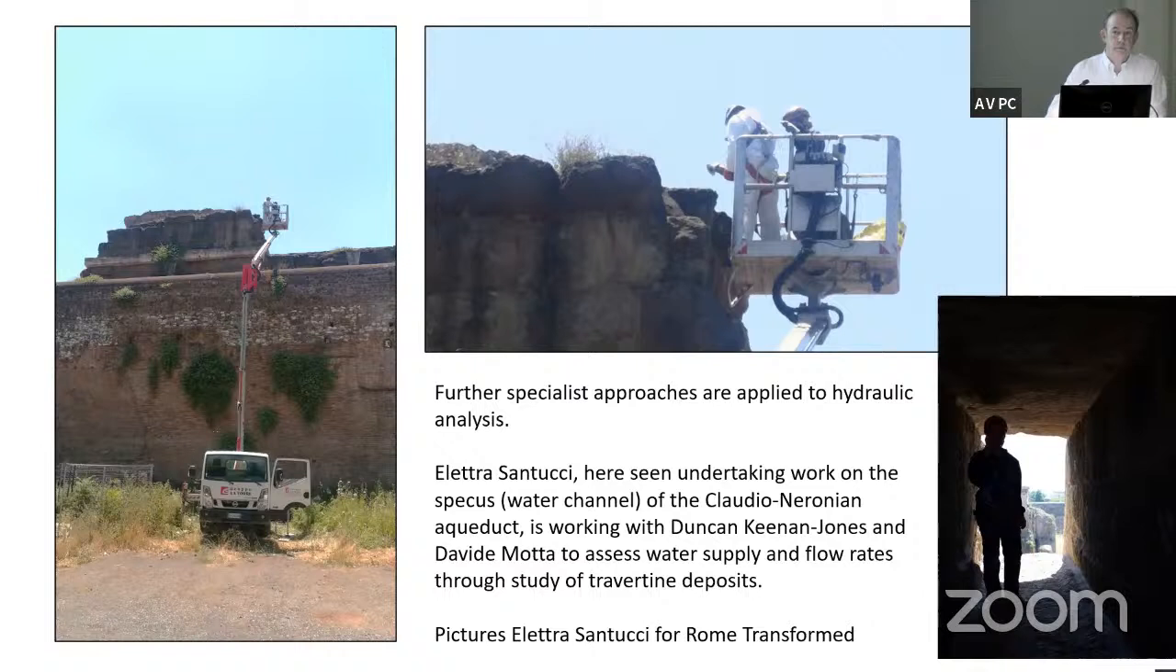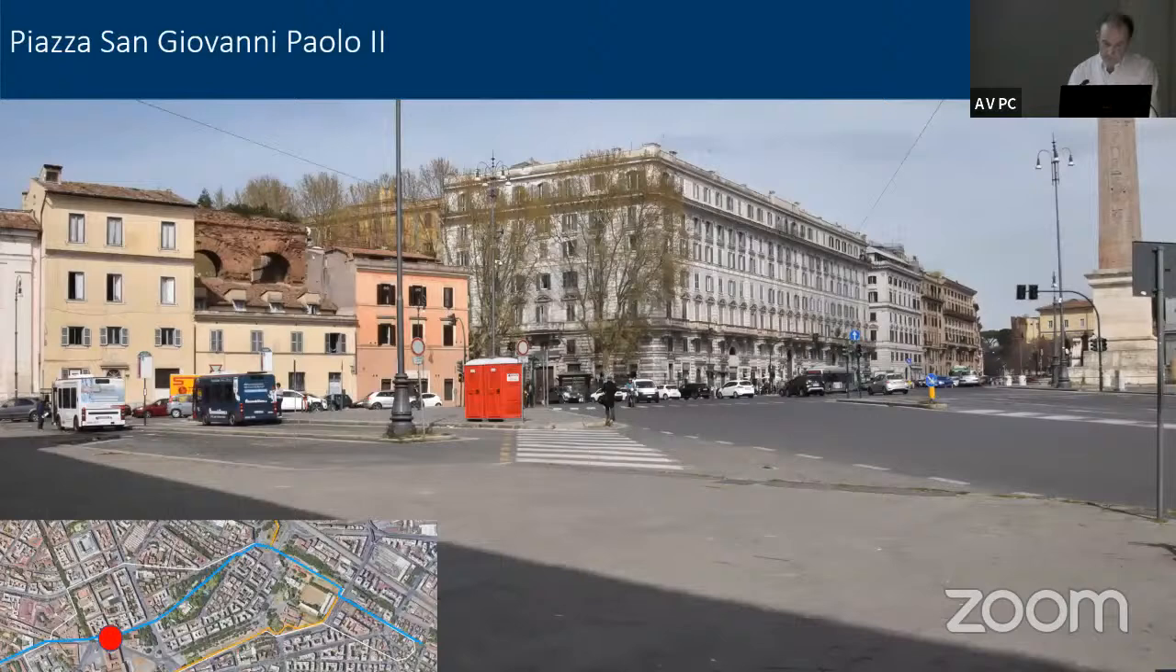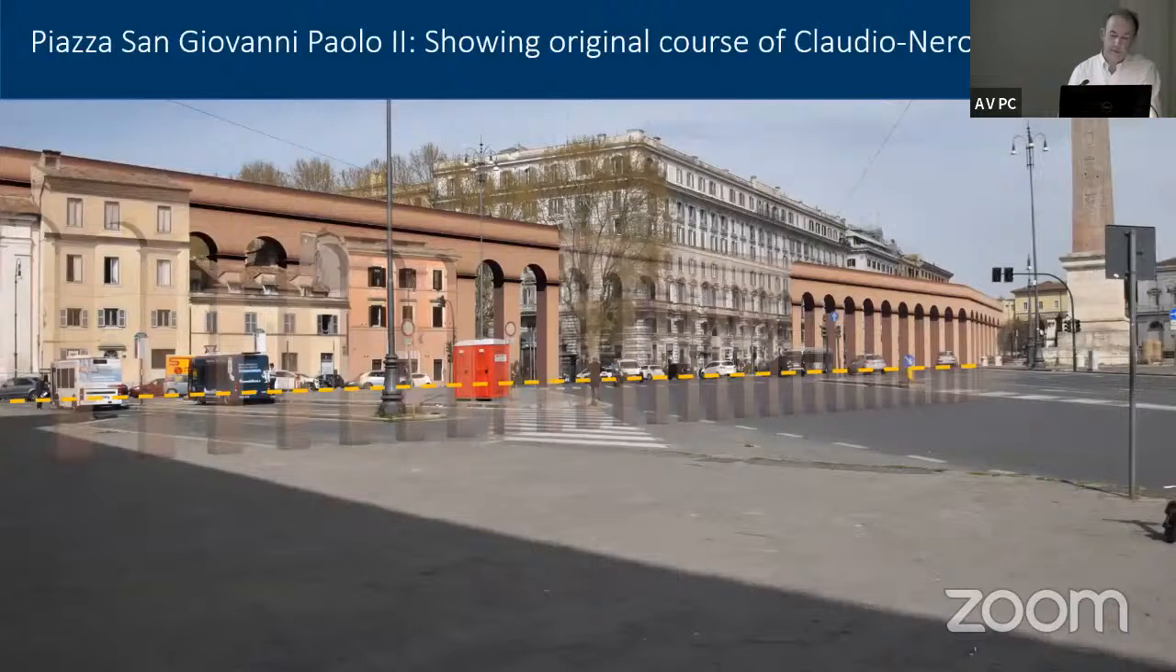So this work also involves some quite sophisticated analyses. And in this case, you can see my colleague Aletta Santucci hard at work on the specus of the Claudio-Neronian aqueduct. And it's important to recognise just how much of this landscape would have been traversed by and dominated by aqueducts at this time. Take a modern glimpse of the Piazza San Giovanni in Laterano, for example, and you might miss the way in which this landscape would have looked so different had we been passing through it 2,000 years ago.